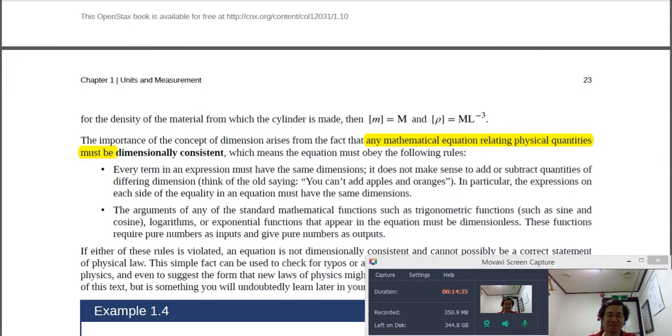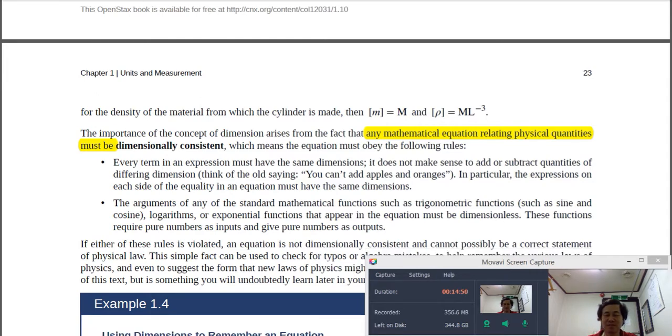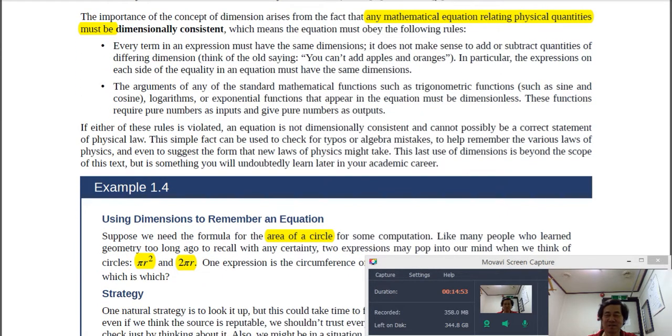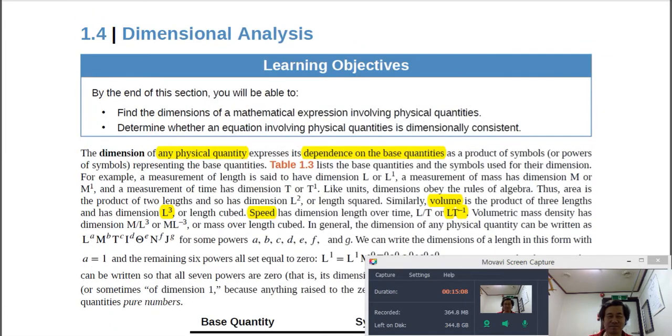And then the importance of the concept of dimension is that any mathematical equation must be dimensionally consistent. And then dimensional analysis means we compare the dimensions of the equation to check whether that expression is correct. So here it says determine whether an equation involving physical quantities is dimensionally consistent. That is called dimensional analysis.